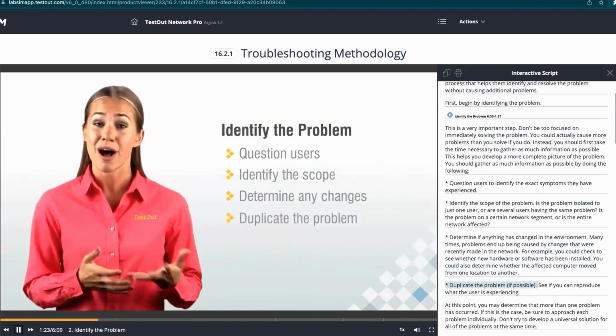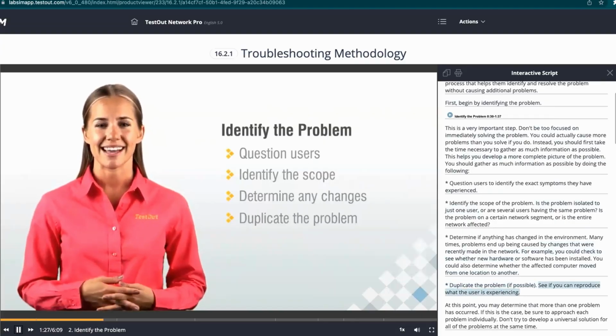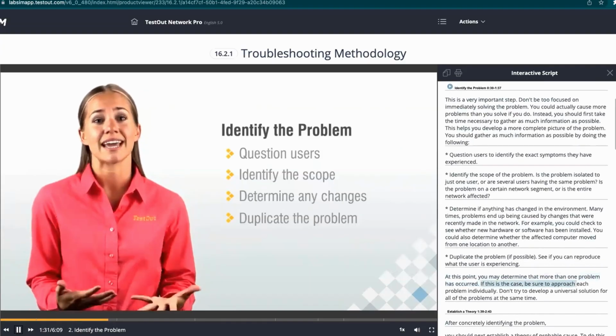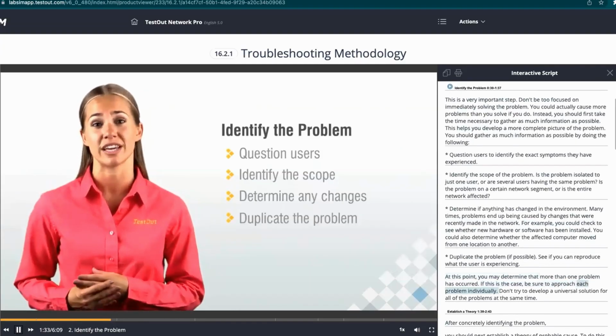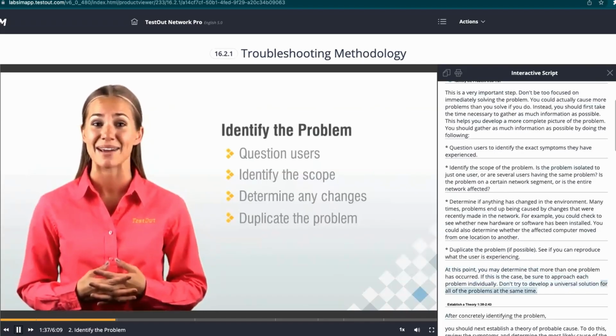Duplicate the problem, if possible. See if you can reproduce what the user is experiencing. At this point, you may determine that more than one problem has occurred. If this is the case, be sure to approach each problem individually. Don't try to develop a universal solution for all of the problems at the same time.